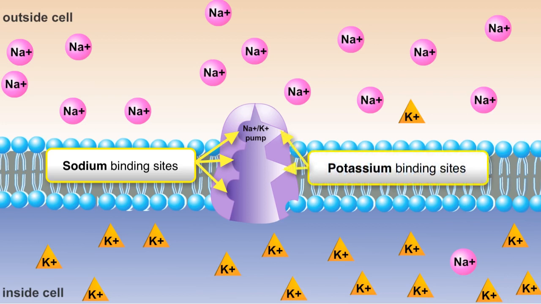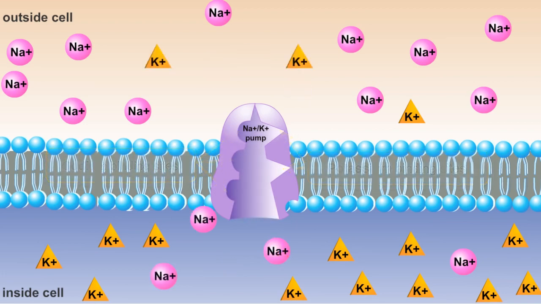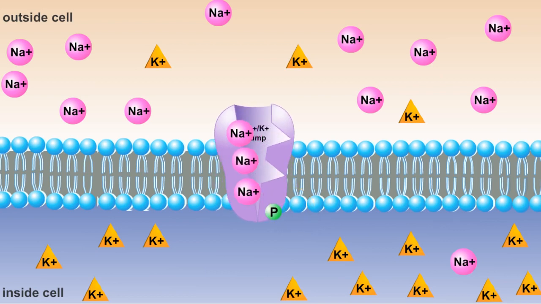Let's follow the movement of the sodium ions first. After 3 sodium ions are positioned within the carrier protein, an ATP molecule is split, releasing phosphate. This phosphate binds to a location on the exterior of the carrier protein, causing the protein to change shape. As the protein changes shape, the 3 sodium ions are released to the other side of the membrane.